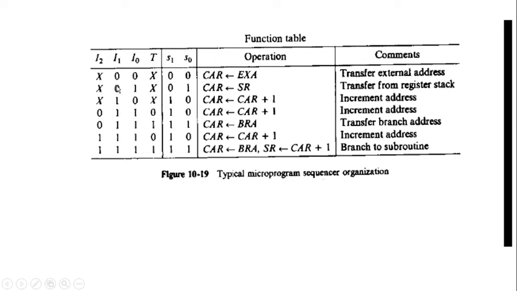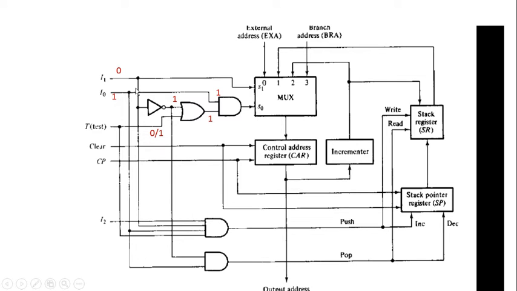Next is the case I1 equal to 0 and I0 equal to 1. Consider the case again. I1 equal to 0 and I0 equal to 1. If I1 equal to 0, we can directly connect this I1 with S1. So here S1 becomes 0. And I0 equal to 1. Okay, one input of this AND gate becomes 1.